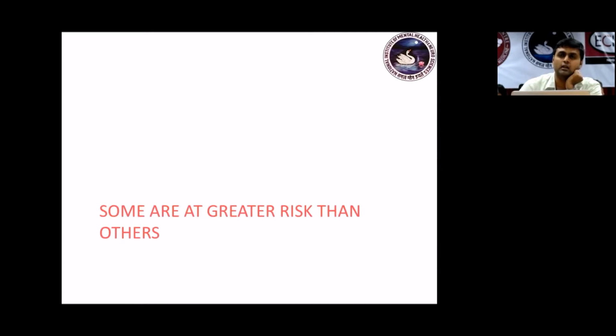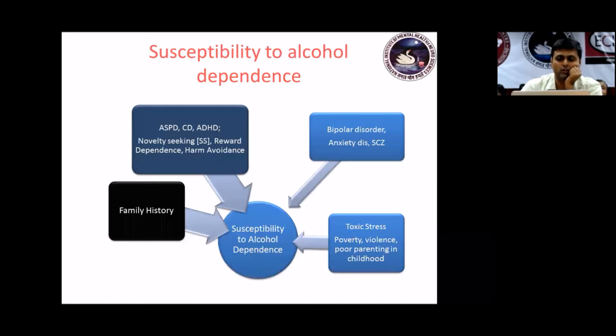Some of these kids are at greater risk than others. This slide, which many of you might have come across, is a vulnerabilities to alcohol dependence slide. People who have a family history of addiction, or externalizing spectrum disorders such as antisocial personality, conduct disorder, and ADHD, do have a higher vulnerability to get into these kinds of substance dependence.